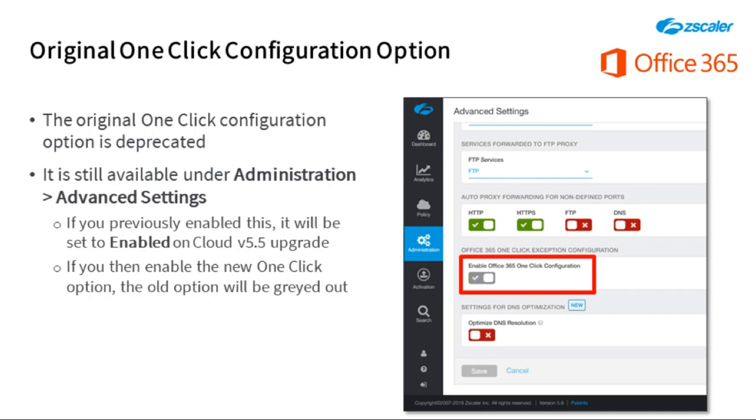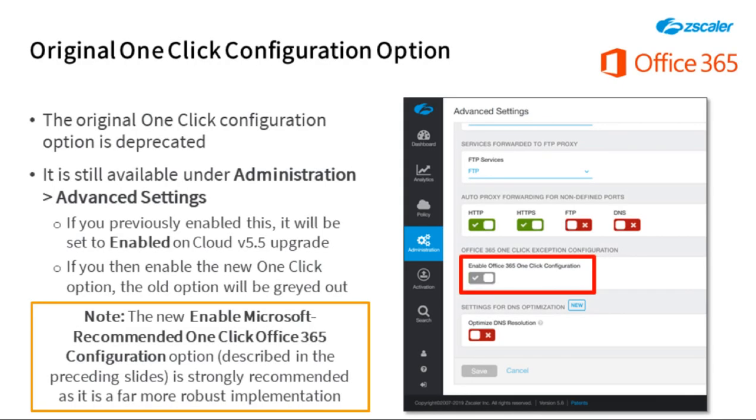If you subsequently enable the new one-click capability, as described in the preceding slides, you will find that the old option is grayed out and can no longer be managed. Note that if you have previously enabled the one-click setting for Office 365, we strongly recommend that you transition to this new implementation of it, as it is a far more capable and robust solution.